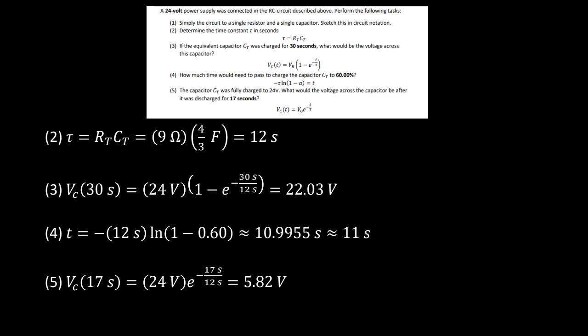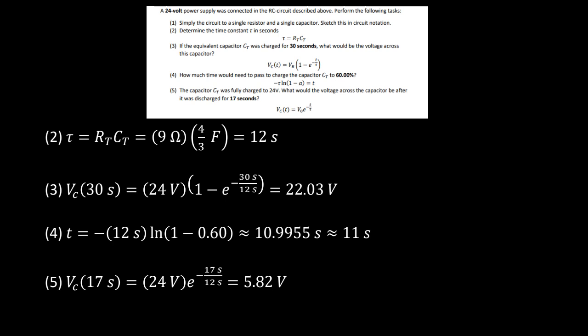For question 4, how much time would need to pass to charge the capacitor CT to 60%? Well, the nice thing is, as a percentage, we don't need the voltage of our battery supply. Since the charging time is actually relative to our time constant, to calculate the amount of time it takes to charge a capacitor to a certain percentage, that's going to be negative tau times the natural log of 1 minus a, with a simply being our percentage in decimal form.